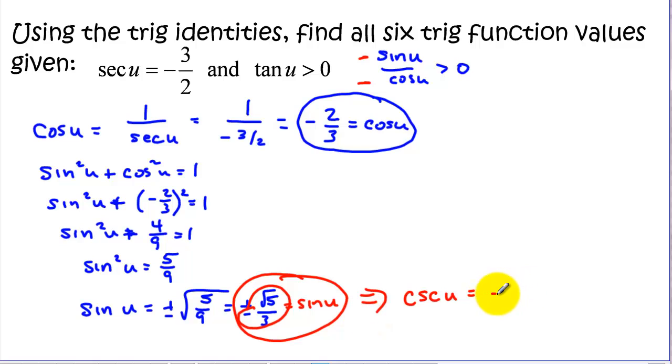And from that, using the reciprocal rule, we can get the cosecant, which is going to be the reciprocal of this. So it's going to be negative 3 over radical 5. And we can't leave it with the radical on the bottom. We have to rationalize. So the cosecant here is negative 3 radical 5 over 5. So that's the cosecant.